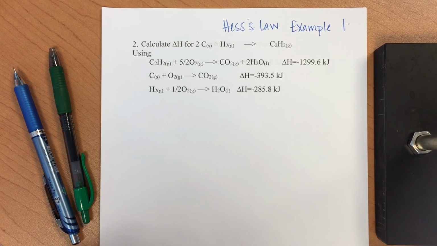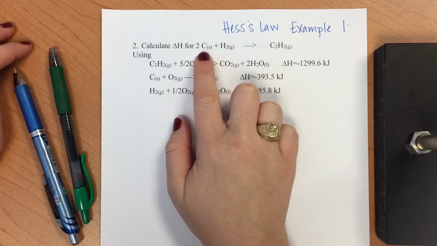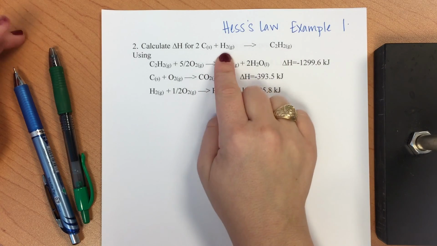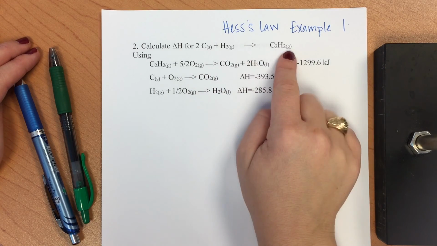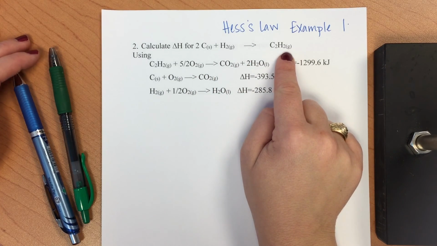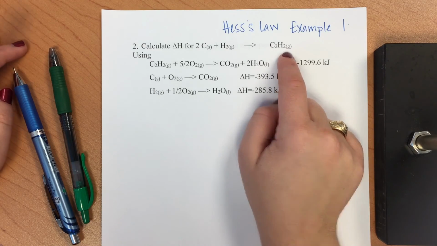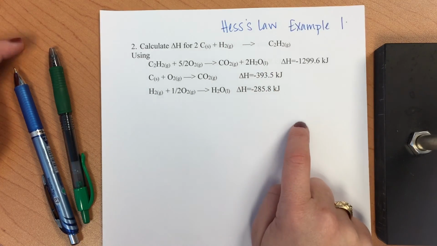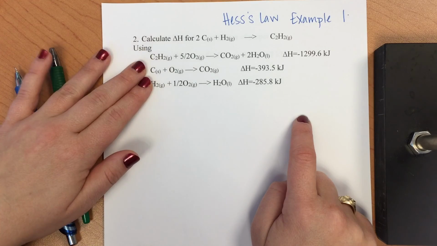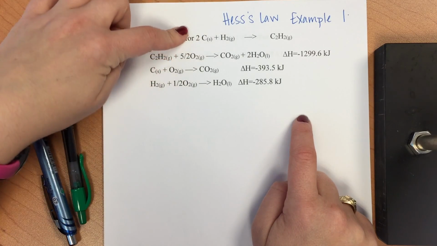So this is a second example. There was one done in class for how to use Hess's law to calculate delta H. We would like to calculate delta H of reaction for 2 moles of solid carbon plus 1 mole of hydrogen gas to make 1 mole of C2H2 gas. Now, Hess's law provides the following equations. So we need to manipulate these equations to yield an equation that looks like this.